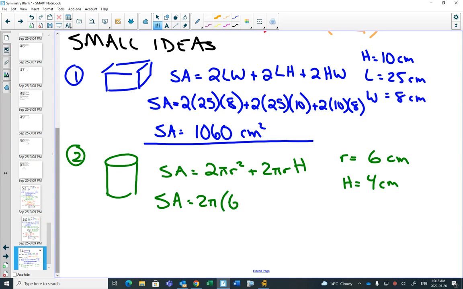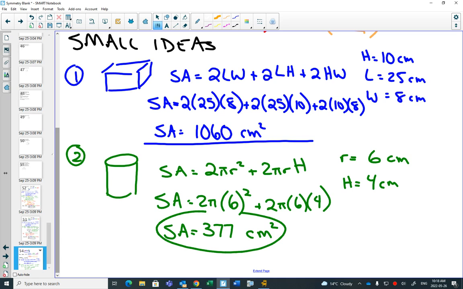So, this one with pi, we'll need our calculator. 150.77. Uh-oh. Oh, never mind. Sorry. Just a second. Sorry. Carry on. I typed it in and I got 377 once it's rounded. Centimeters squared. Circle that one. Oh, I didn't circle my first one. Draw a line.